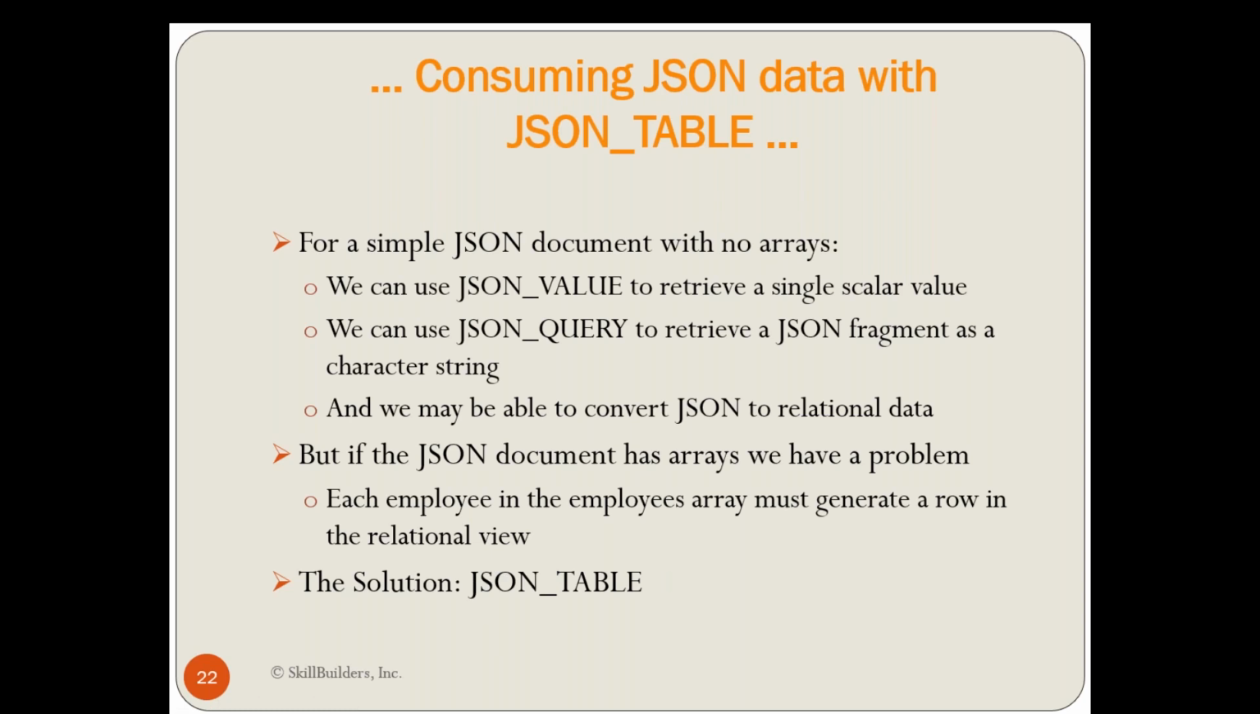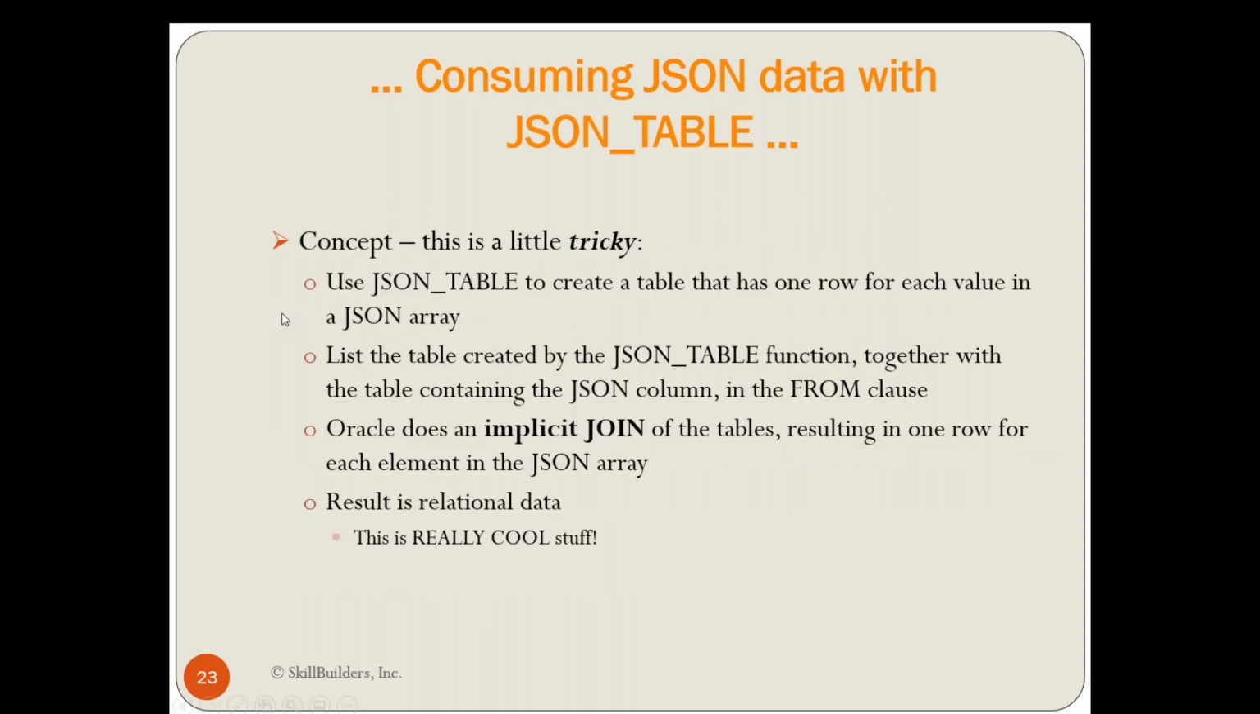We use the JSON table function. The concept's a little tricky, but it's certainly worth going through. The JSON table function creates a table, and here's the key, with one row for each value in a JSON array. So it's got a table and it has one row for every one of the values in a JSON array. Okay, so now we use the JSON table function and we create that table from each array.